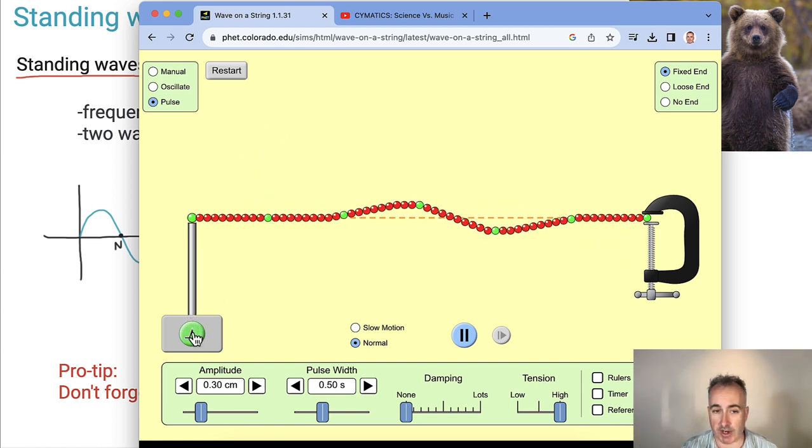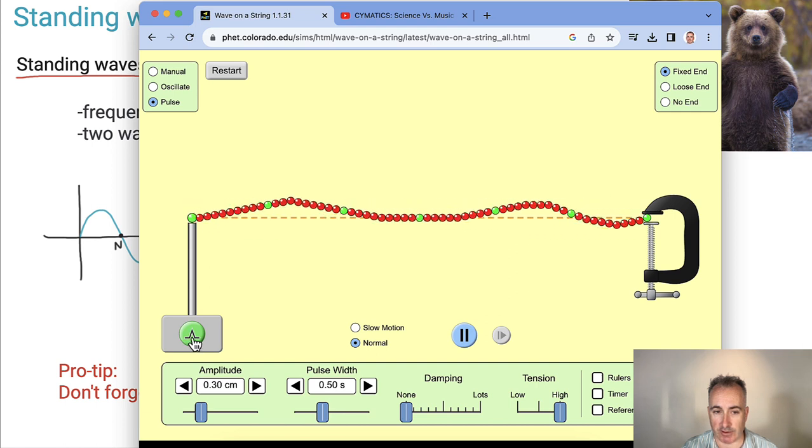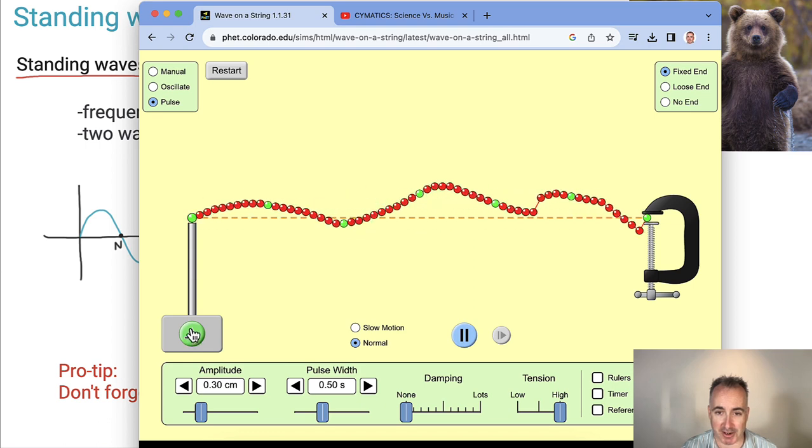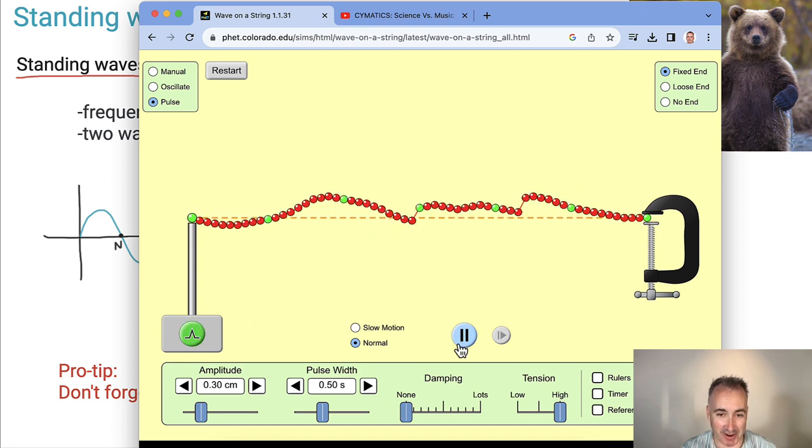Of course, I could try to make a standing wave, but it's going to be very difficult. Look, I'm just going to keep adding more pulses. I'm going to make it look really messy, and I've just totally messed it up now. Do you notice? It doesn't look very nice.